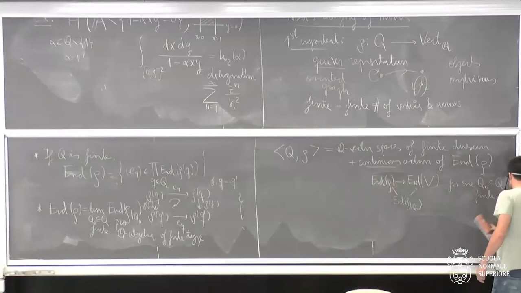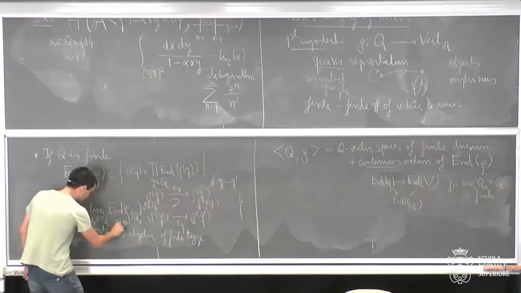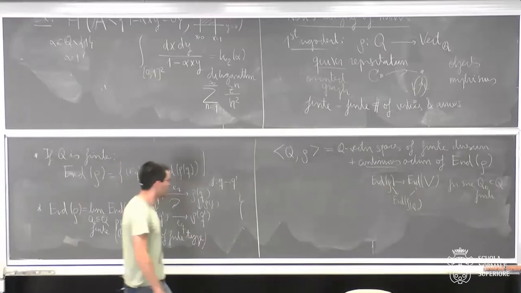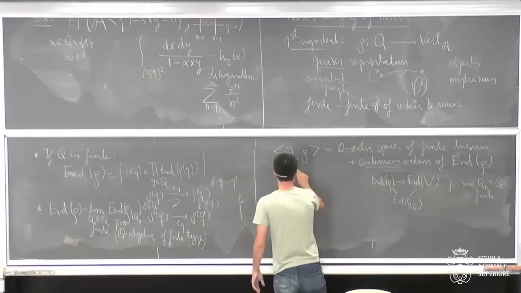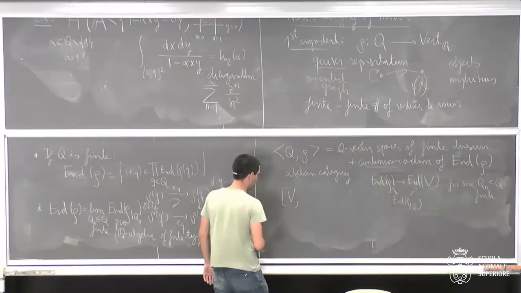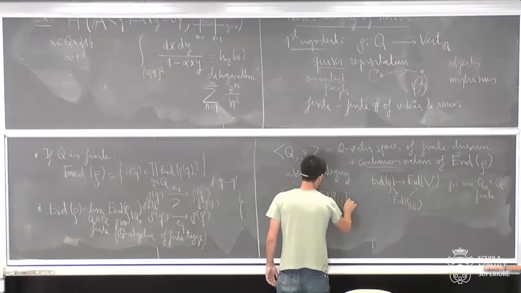Okay. But you should put a parenthesis here maybe. So pro Q, it's a projective limit of Q algebras of finite type. Yeah, so this is an abelian category. Very, very concretely, the objects are a vector space V, a finite subquiver Q0, and a linear map from the endomorphisms of rho restricted to Q0 to the endomorphisms of V.